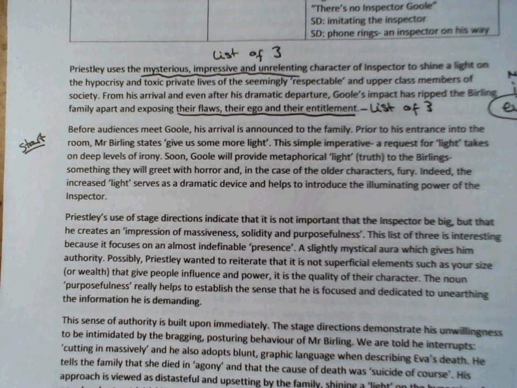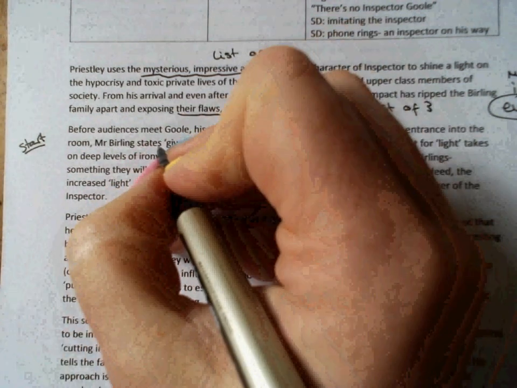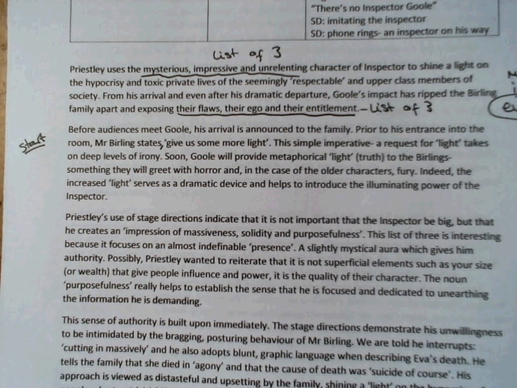So before audiences meet Goole, his arrival is announced to the family. Prior to his entrance into the room, Mr Birling states, "Give us some more light." The simple imperative across "light" takes on deep levels of irony. Soon Goole will provide metaphorical light, truth, to the Birlings, something they will greet with horror, and in the case of the older characters, fury. Indeed, the increased light serves as a dramatic device and helps to introduce the illuminating power of the inspector.